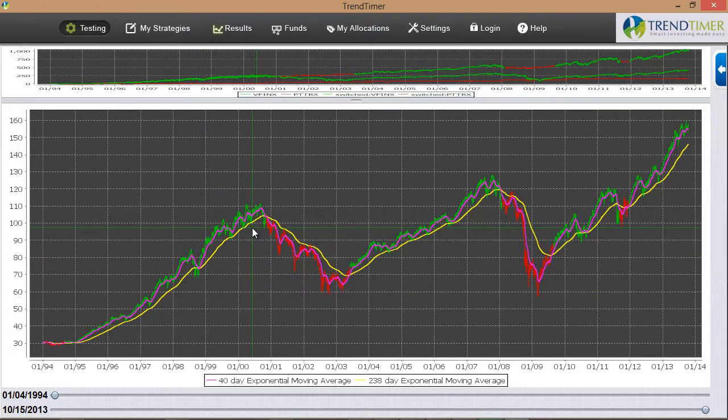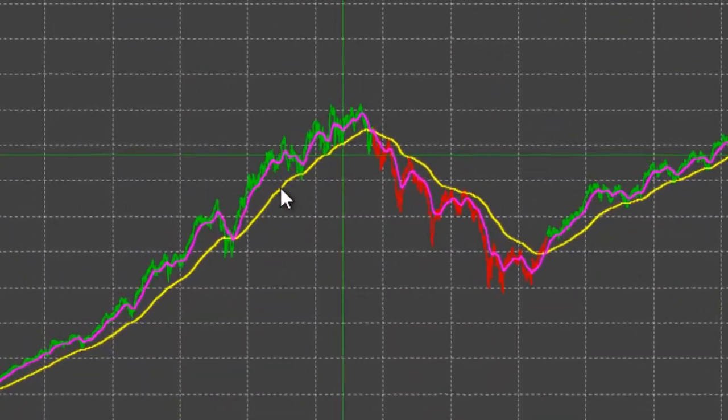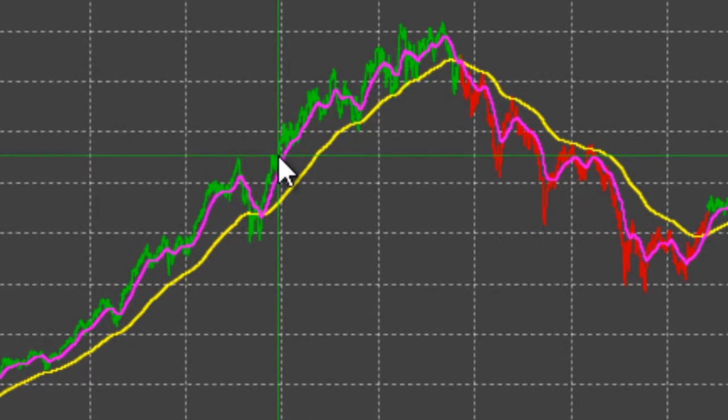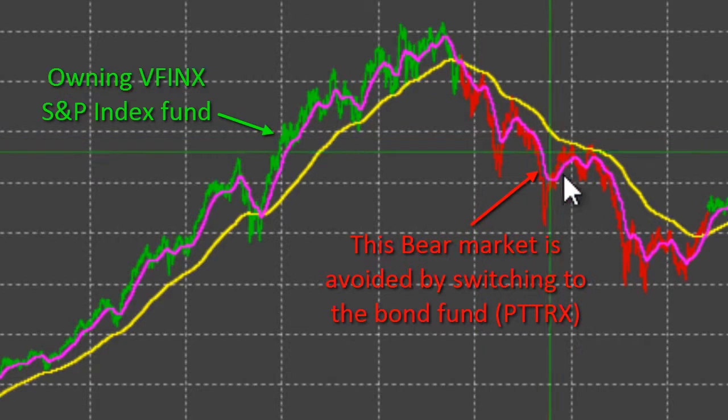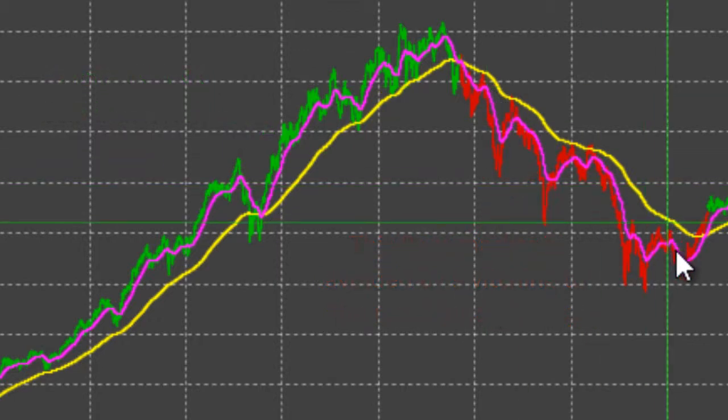And so the way this trade rule works is every time the short average is above the long average, we're buying the index fund. And every time the short average crosses below the long average, then we switch to the bond fund. So you can see in 2000, this crossover happened. The bond fund was purchased. That's indicated by the red line here. And so we missed out on the steep decline, which is great.